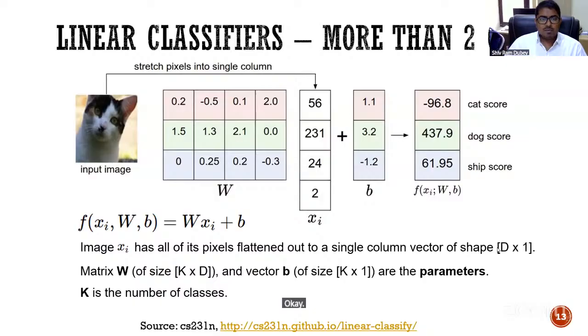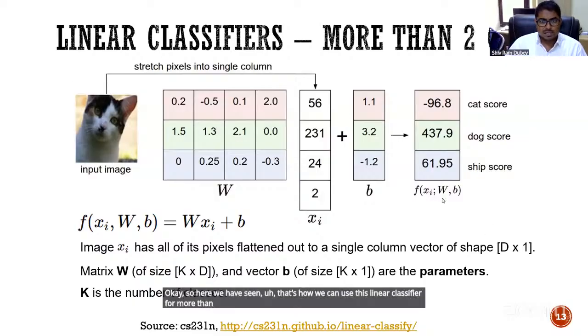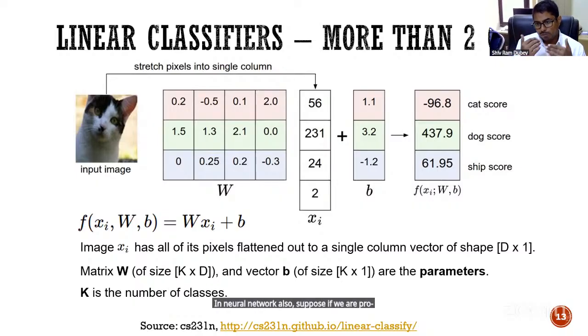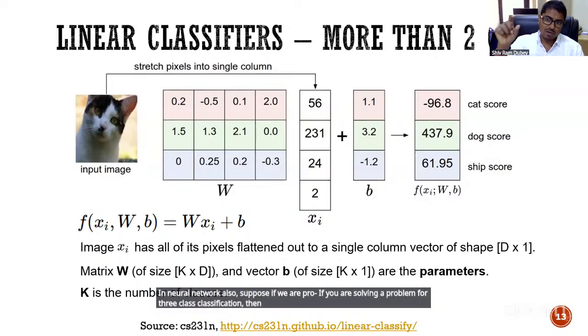Okay, so here we have seen how we can use this linear classifier for more than two classes. If we have three classes, then we have to build three classifiers. Why are we doing that? Because a similar thing we have to do in a neural network as well. If we are solving a three-class classification problem, then in the last layer we need to have three neurons, and each neuron will provide the class score for every class.